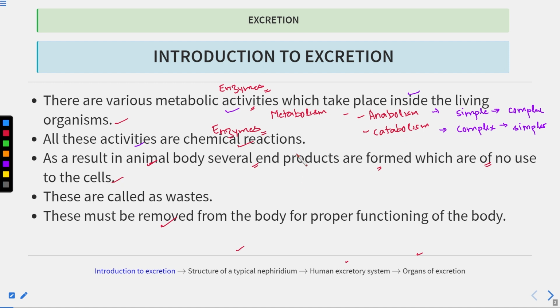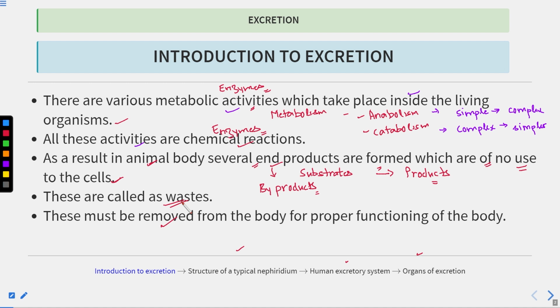So I've already told you, in a chemical reaction, there are the substrates, and these substrates combine together and give rise to the products. These products are utilized in several other cycles going on in the living organism. But apart from these products, some other products, or you can say some byproducts, are formed. Along with the products that we need, some other products are also formed, known as byproducts, and these are of no use to the cells. So they are known as waste products, and they need to be eliminated out of the body.